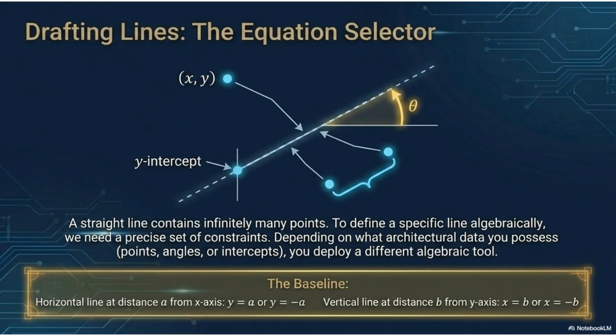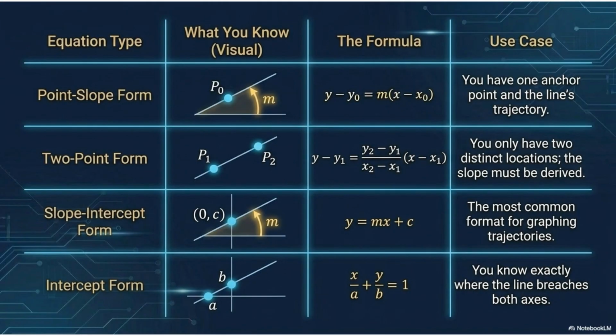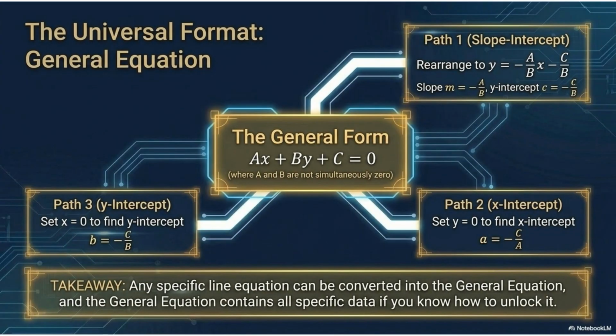A straight line contains infinite points. To define a specific line, we use different algebraic tools depending on whether we have points, angles, or intercepts. The simplest baselines are horizontal and vertical lines. Depending on your available data, such as anchor points or intercepts, you can choose from various equation forms, including point slope, 2-point, slope intercept, or intercept form. The general equation, ax plus by plus c equals 0, serves as a universal format. Any specific line equation can be converted into this form to reveal its underlying data.